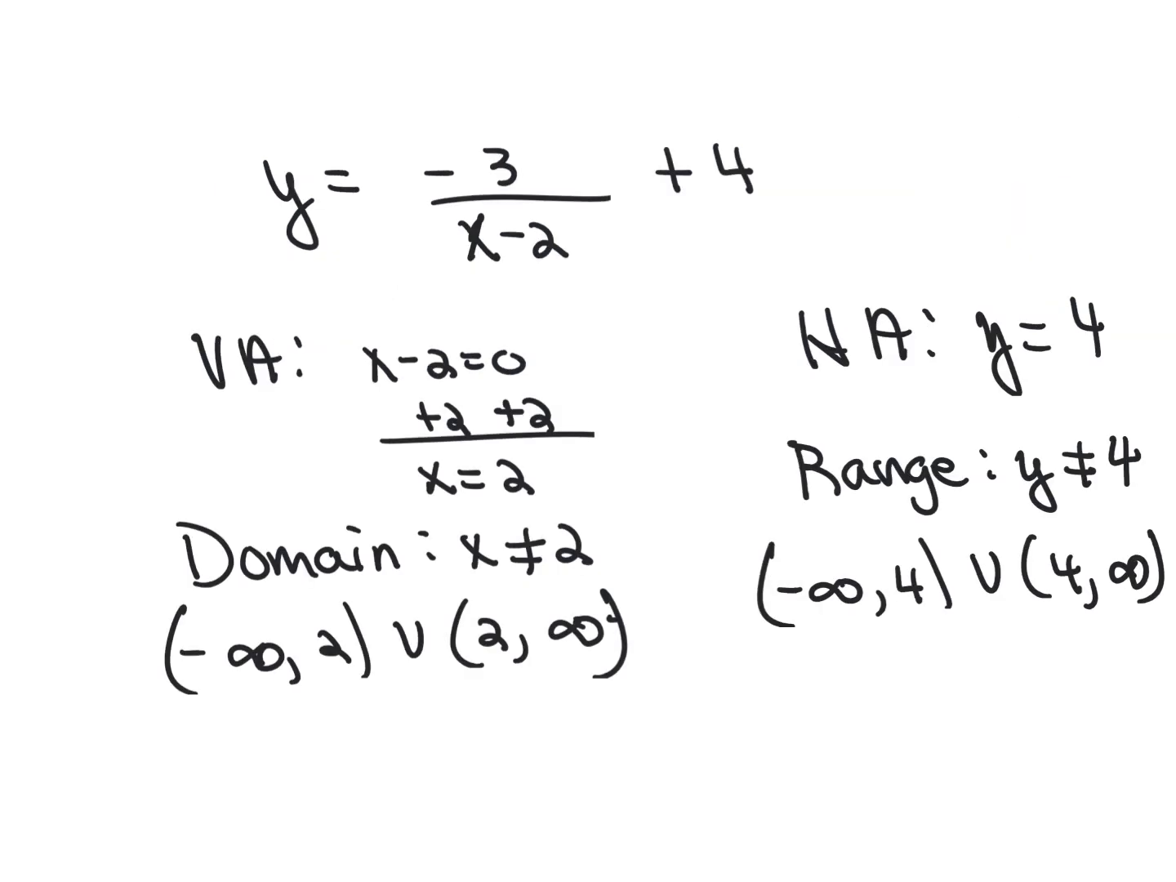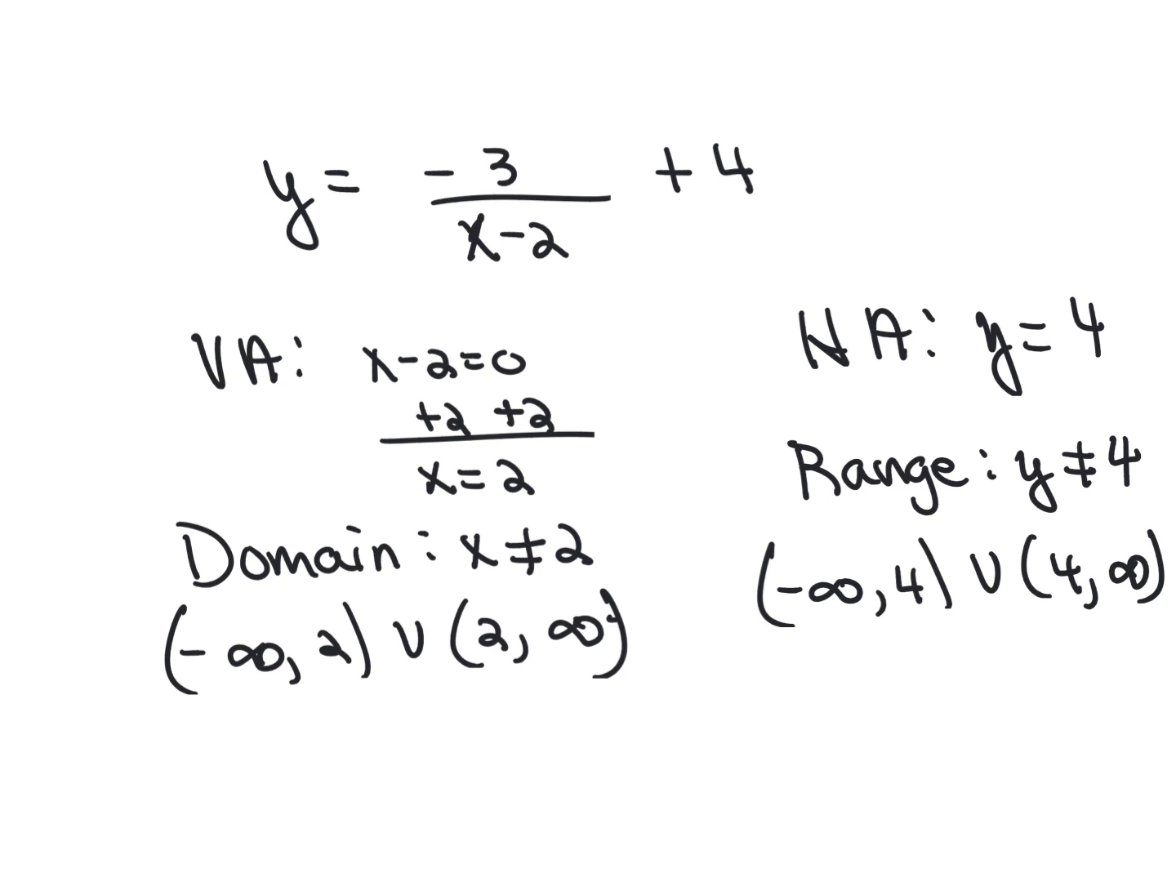All right, on this next example, we're going to treat it exactly the same way. We're going to find the vertical asymptote. The vertical asymptote is x minus 2 is equal to 0. And we are going to solve that to find that it is at x equal 2. That means in our domain, x cannot be equal to 2, and our domain is written as negative infinity to 2 union 2 to infinity.